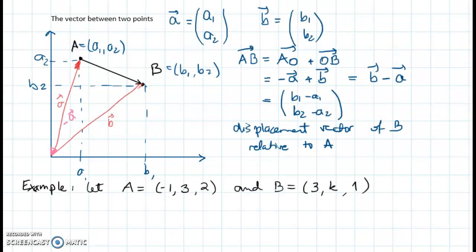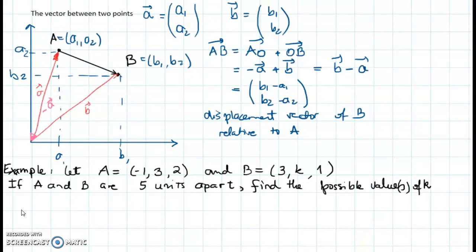Let's see an example of how we apply this for 3D vectors. Let's say we have point A with coordinates -1, 3, 2, and a point B with coordinates 3, K, 1. If A and B are 5 units apart, we want to find the possible values of K. So we want to find the possible values of K so that the magnitude or length of the vector going from A to B, so the displacement vector of B relative to A, is equal to 5. So let's find that vector, and then let's find its length, and let's make it to be 5.